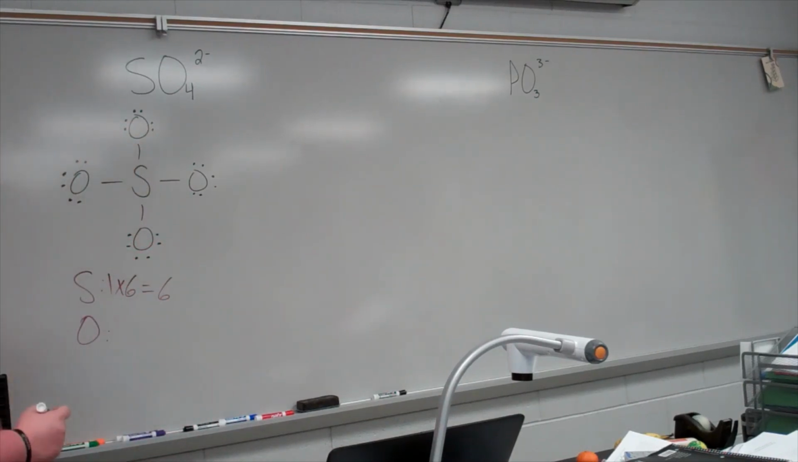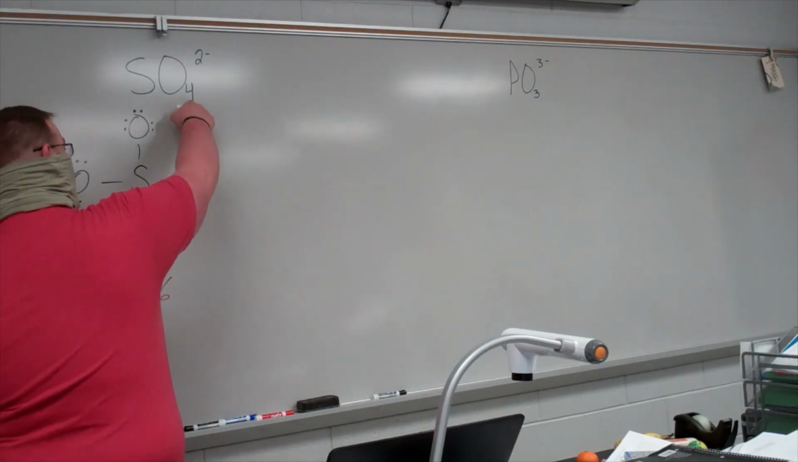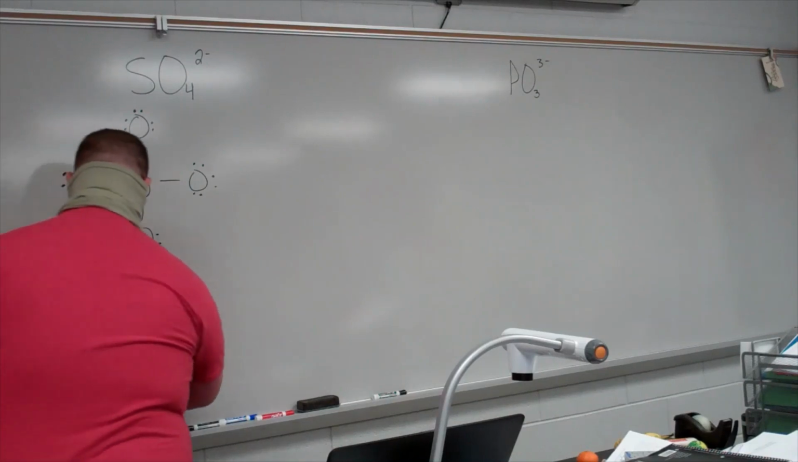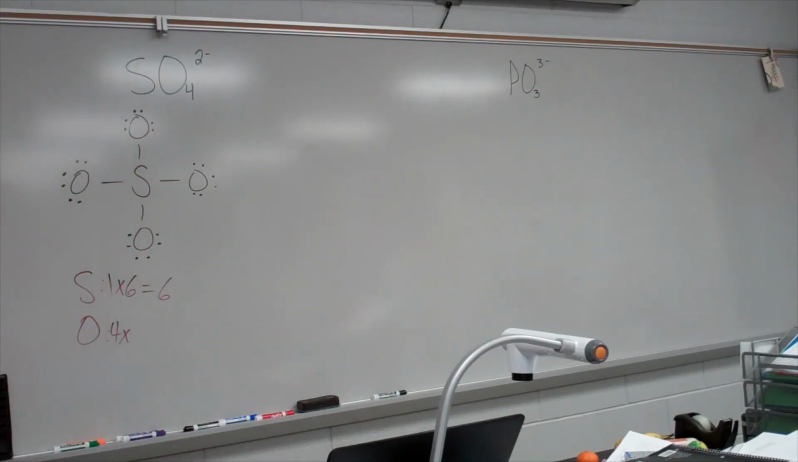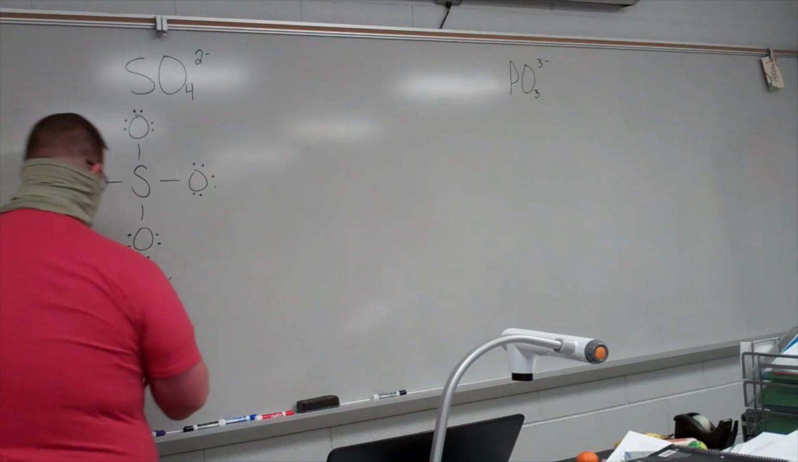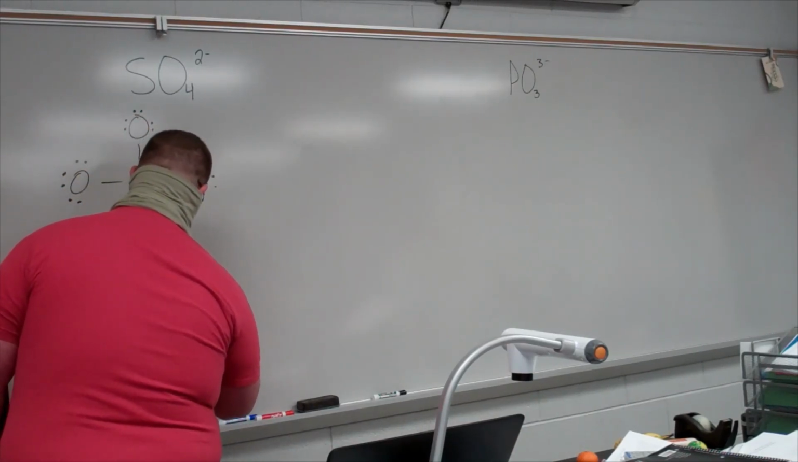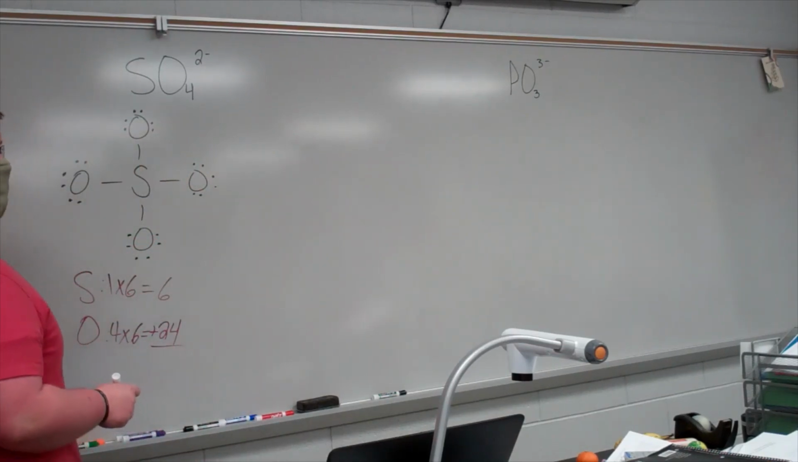Oxygen. How many oxygens do you have? 4. You got 4. This is why you don't just write a number down. Look at it. Times the valence electrons that oxygen has. When you look at oxygen, it is in the 16th column, which means it has 6 valence electrons. 4 times 6? 24. You're going to add those together. What gives you 30?